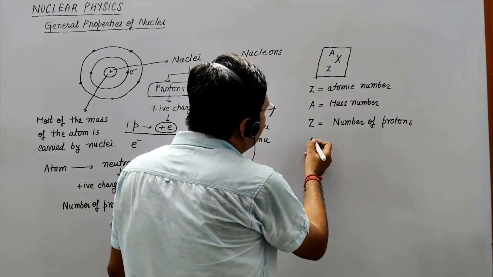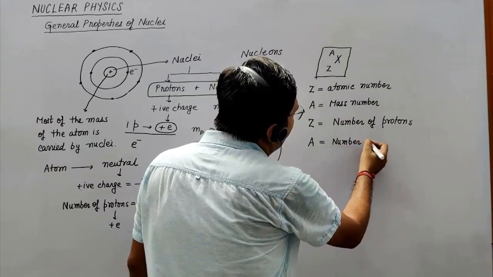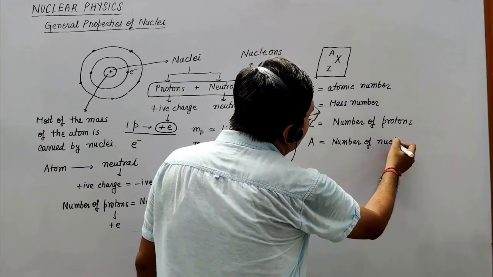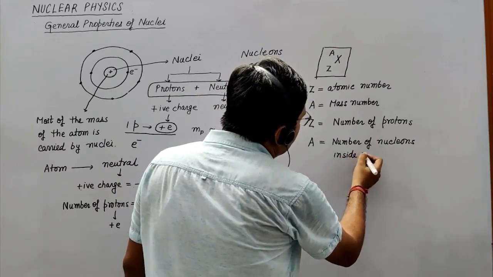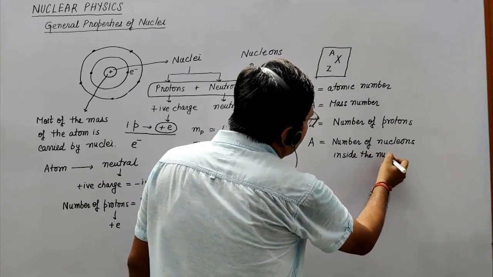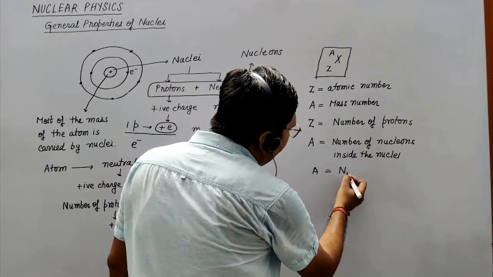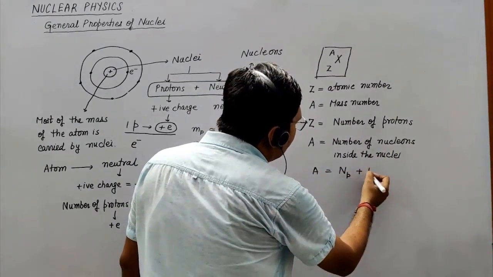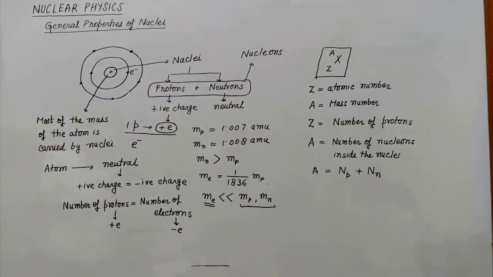And this A number, mass number, is equal to the number of nucleons inside the nuclei. So basically, this A is equal to Np, the number of protons, plus Nn, the number of neutrons. So A is equal to Np plus Nn, where Np is the number of protons and Nn is the number of neutrons. So number of protons plus number of neutrons is equal to the mass number.